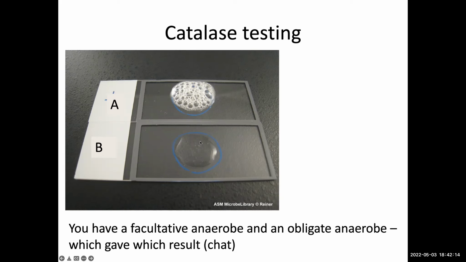Now, I cautioned you earlier against over-interpreting the catalase test. If this is what you saw, you wouldn't necessarily be able to say with confidence that this guy does not do aerobic respiration, because there's a different enzyme that can substitute for catalase. But you can be sure that this guy does aerobic respiration, because only guys that do aerobic respiration have catalase. But if I told you that one of these organisms was a facultative anaerobe and the other one was an obligate anaerobe, which one would be A?